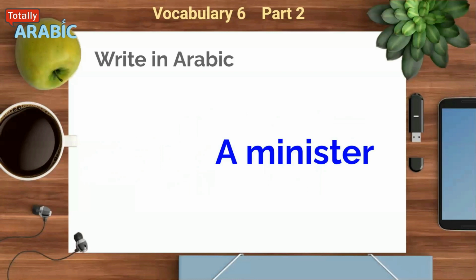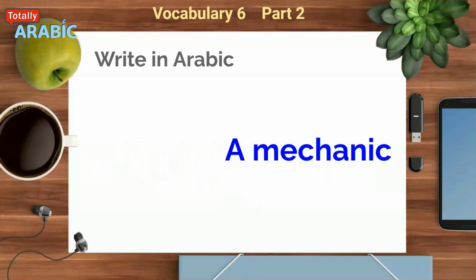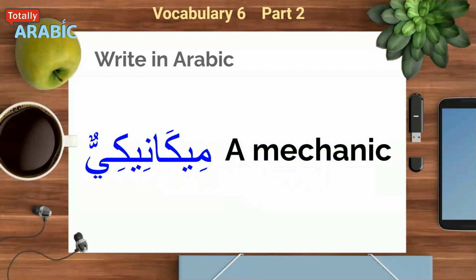وزير. وزير is on the screen. 4 letters. وزير. ميكانيكي. ميكانيكي is on the screen. It has 8 letters. ميكانيكي.